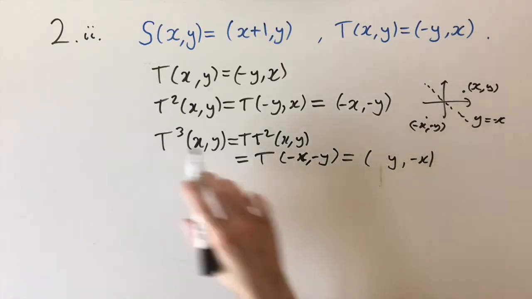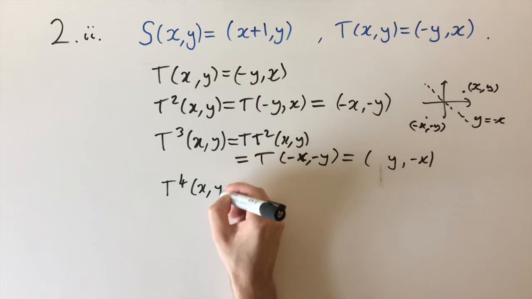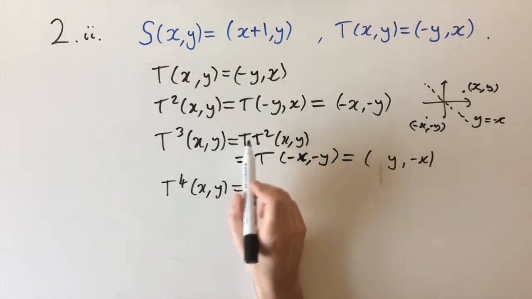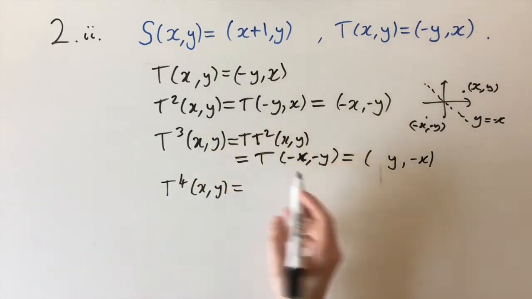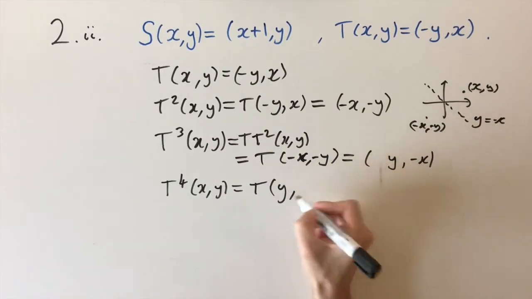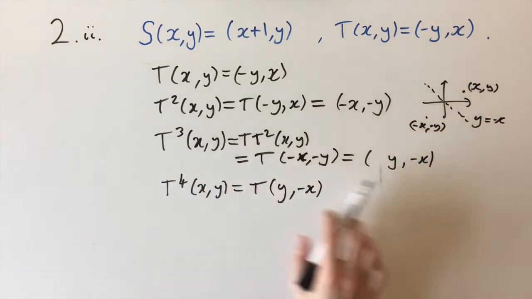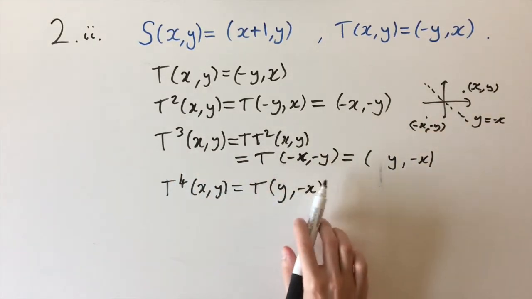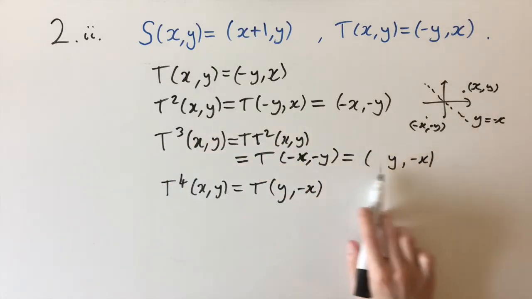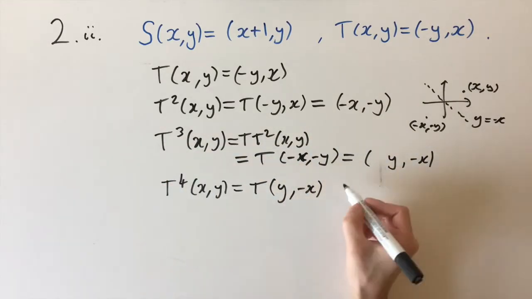We're not quite there yet, so let's do another power and see what this leads to. T to the power of 4. I won't write this step again, but it's t times t cubed. So it's going to be t times the image of this. So this is just exactly what we've done before. We split t to the power of 4 as something we've calculated already. So it's t times the image of t cubed, and this is the image of t cubed. So now we just need to apply t one more time to this coordinate.